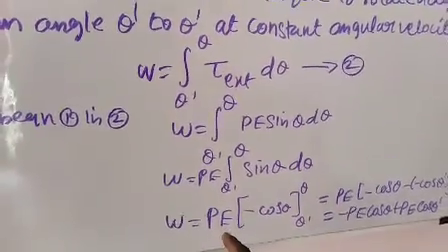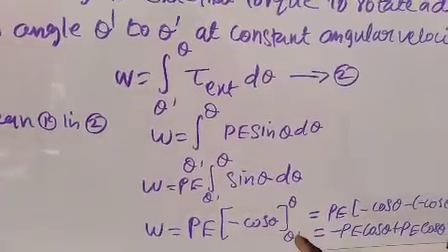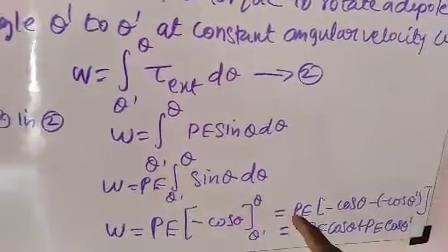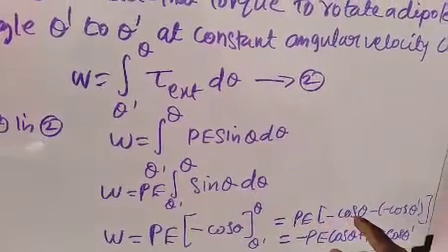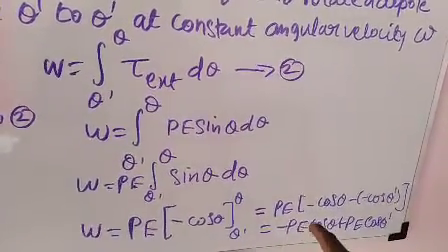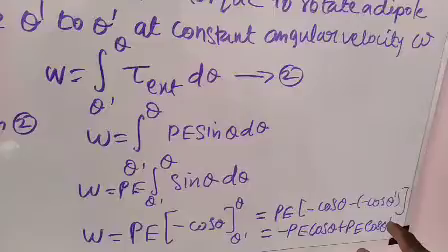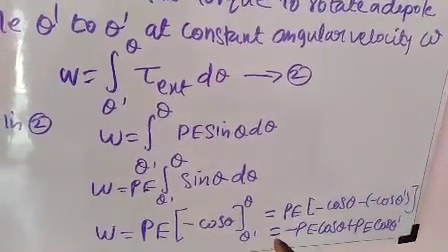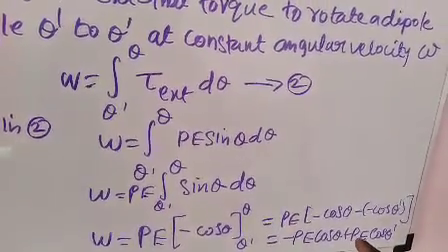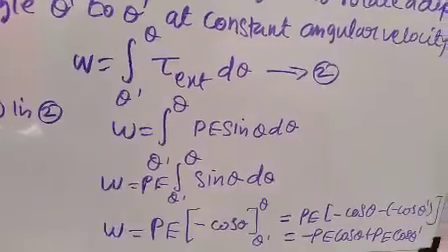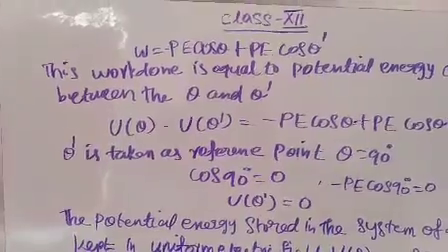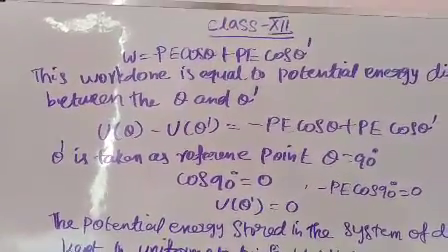So W equals P E times minus cos theta, evaluated from theta prime to theta. Substitute the upper limit, then the lower limit. So P E times minus cos theta minus of minus cos theta prime. So minus P E cos theta plus P E cos theta prime. So this is the work done: W equals minus P E cos theta plus P E cos theta prime.